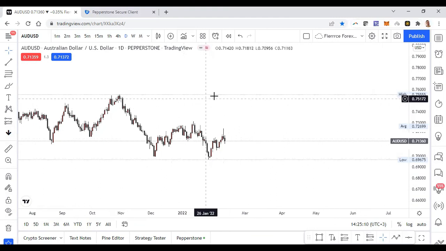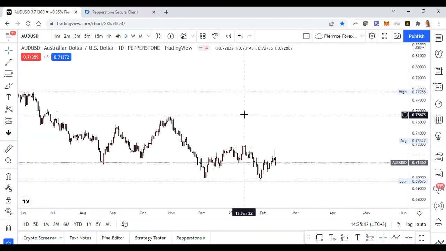Okay, so guys, that's about it. I don't want to do this for too long, but hopefully this gives you a guide of how I'm going to be looking at the market.